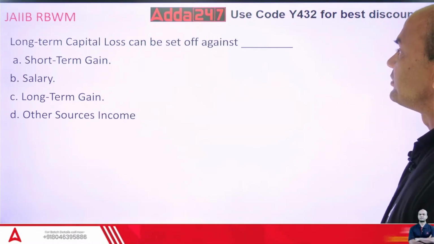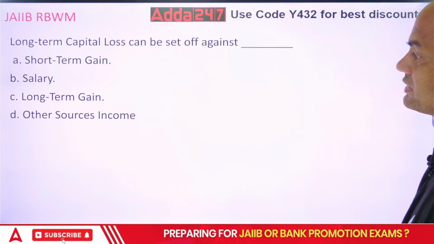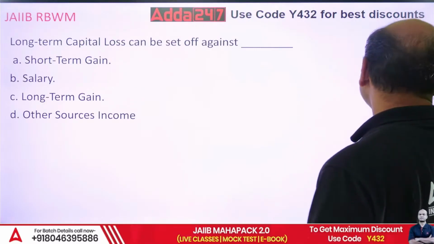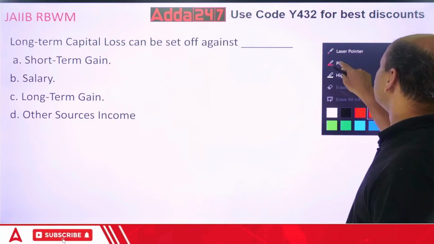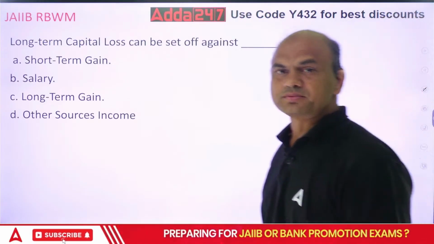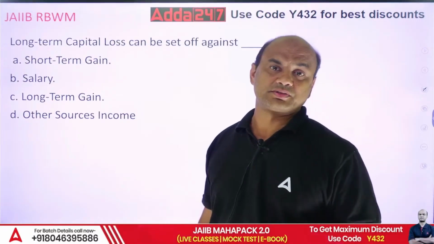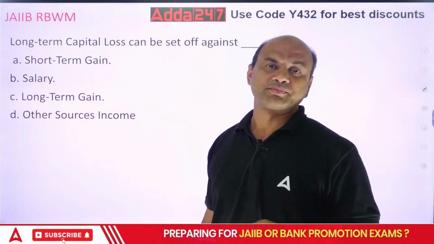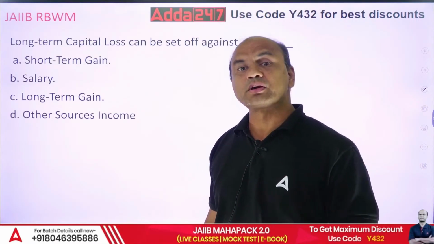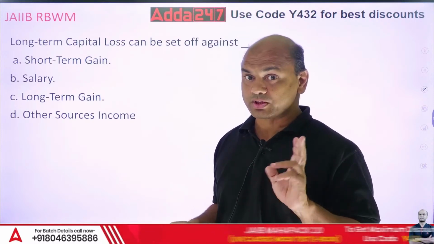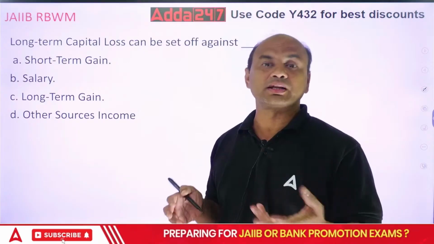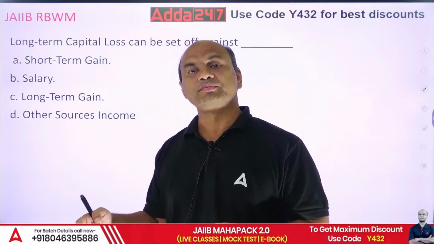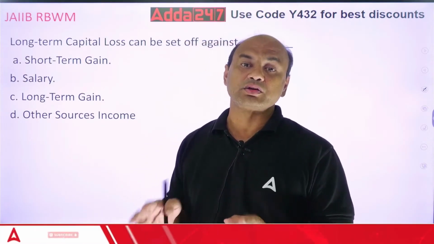Long-term capital loss can be set off against short-term gains, salary, long-term gains, and other sources of income. So what does the income tax rule say? Long-term capital loss can be set off against what? Firstly, what is long-term capital loss? Suppose I purchase a house for 50 lakhs, and I sell that house after 2 years for, let's say, 40 lakhs. So what have I done? I have purchased it for 50, sold it for 40. So it means I have made a long-term capital loss.